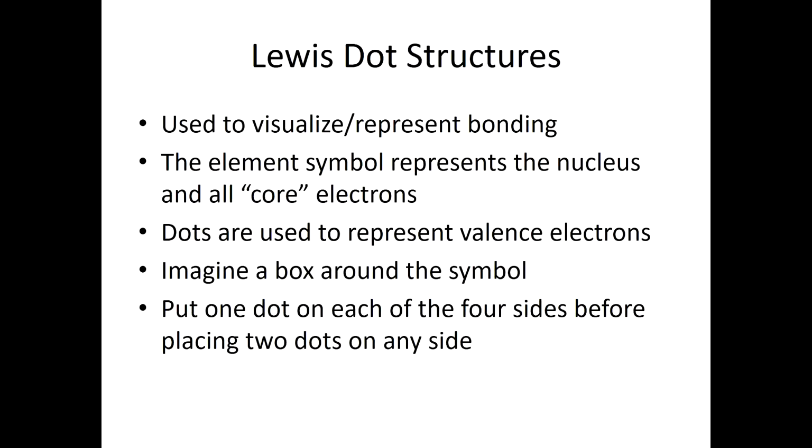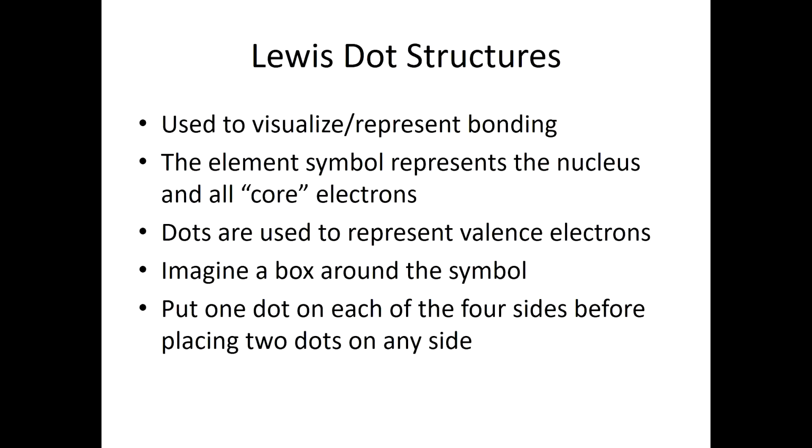So the reason we draw Lewis dot structures is we are trying to visualize bonding. And the valence electrons, or the outermost electrons, are the electrons that take part in bonding. And that's because they are the first to come into contact with other atoms. So remember, some elements are more stable by losing electrons, some are more stable by gaining, and some prefer to share electrons. And the electrons being lost, gained, or shared, those are valence electrons.